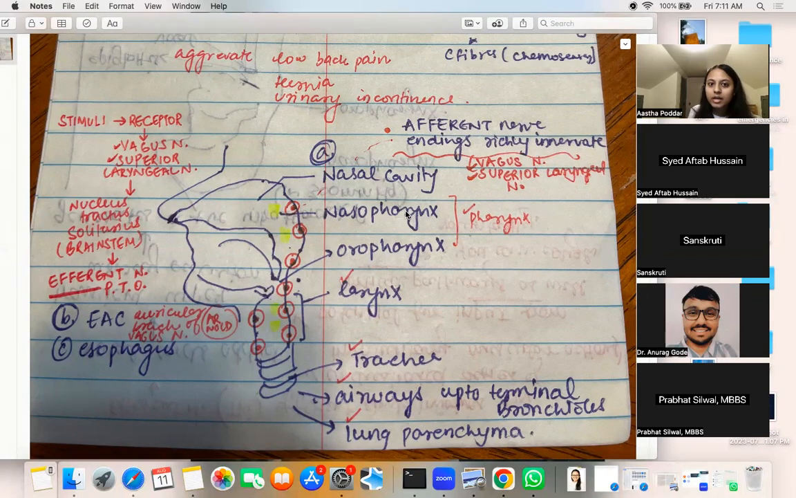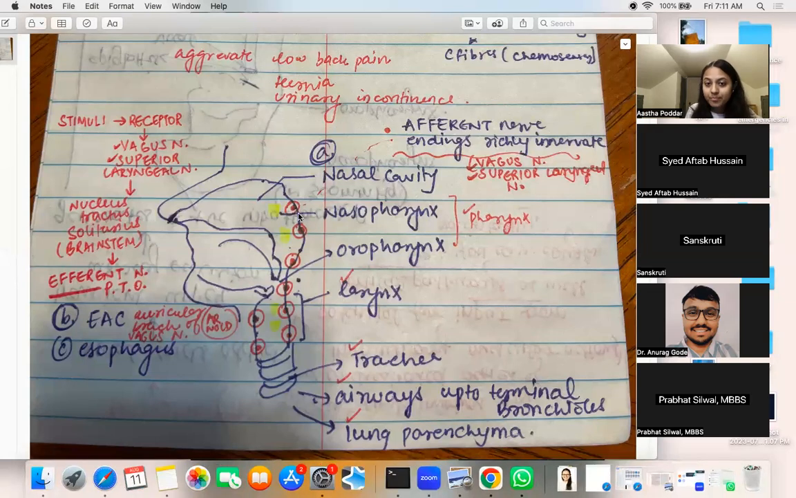Afferent nerve endings are nothing but, A means arrive, so these nerves arrive at the central nervous system. These afferent nerve endings are mostly the vagus nerve and the superior laryngeal nerve. These go to a particular area in the brain called the nucleus tractus solitarius, which is in the brainstem. So the stimulus came, it activated these receptors, and then the afferent signals travel through afferent nerves like the vagus nerve and superior laryngeal nerve.